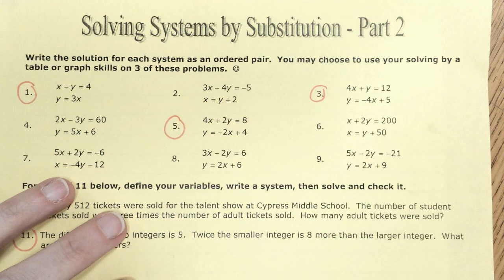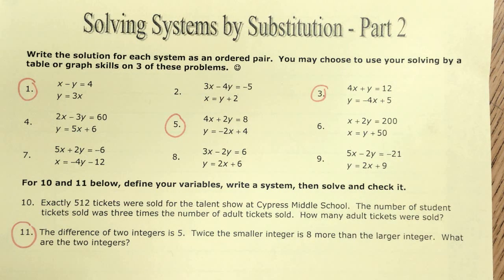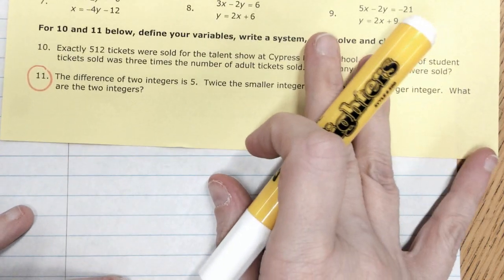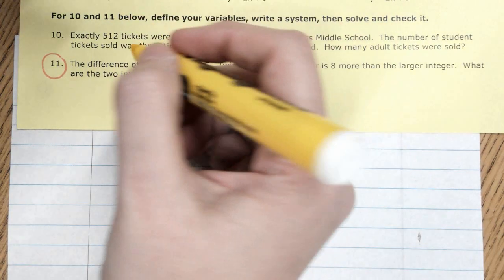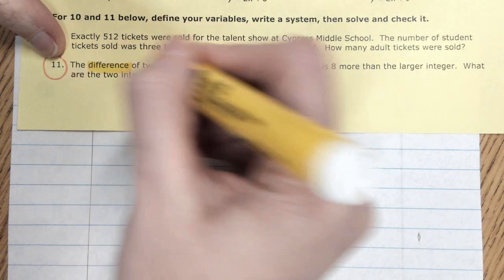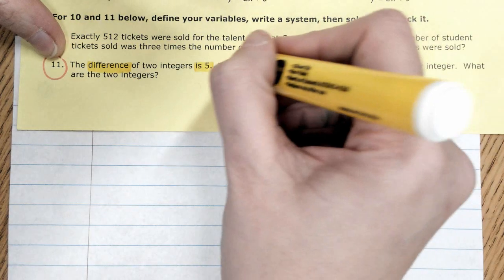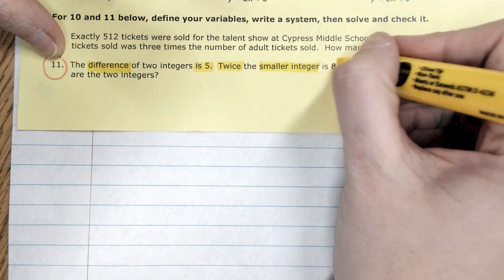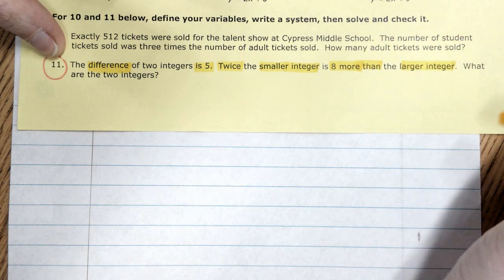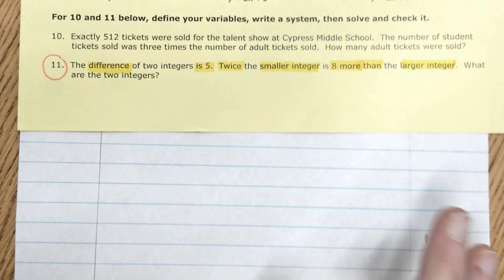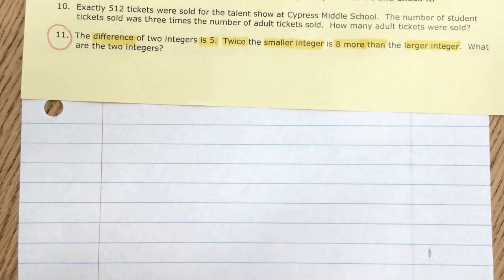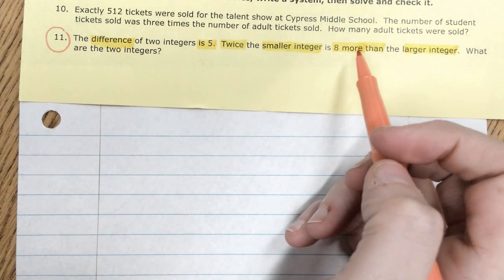Okay? Let's take a look at this last word problem. This is number 11. I'm going to pause real quick and get myself a highlighter. Alrighty, so let's take a look at this problem. It says, the difference of two integers is 5. So the difference is 5. Twice the smaller number is 8 more than the larger number. And they want me to tell them what are the two numbers. So that means they're asking me to find two numbers. So for number 11, the first, so I've read and underlined or highlighted.